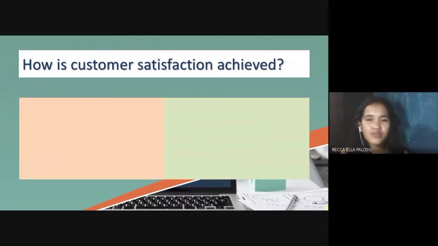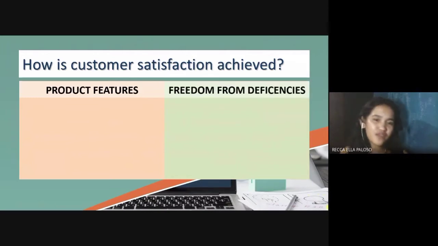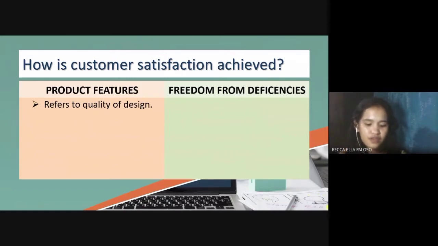How is customer satisfaction achieved? There are two dimensions to satisfy the customer. The first one is the product features and the second one is the freedom from deficiencies. The product features refer to the quality of designs. So the quality of designs refers to the performance or the physical appearance of the product.